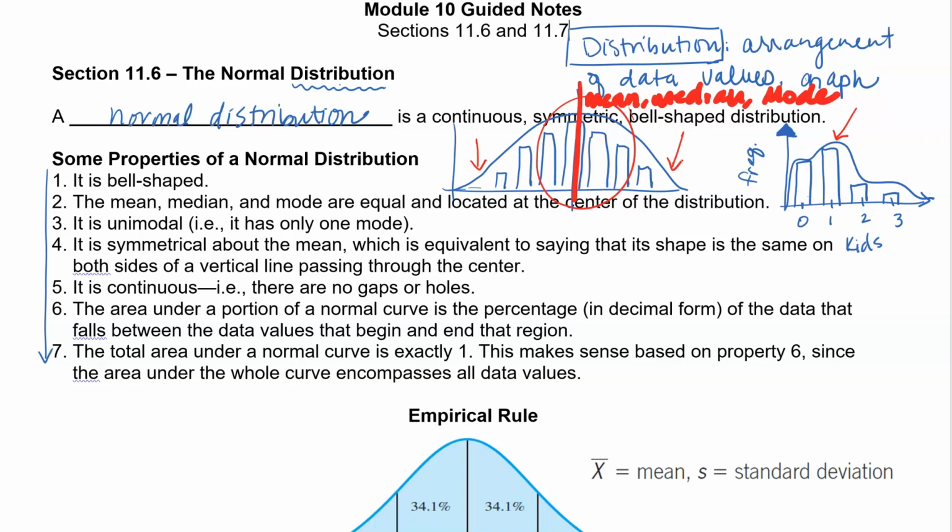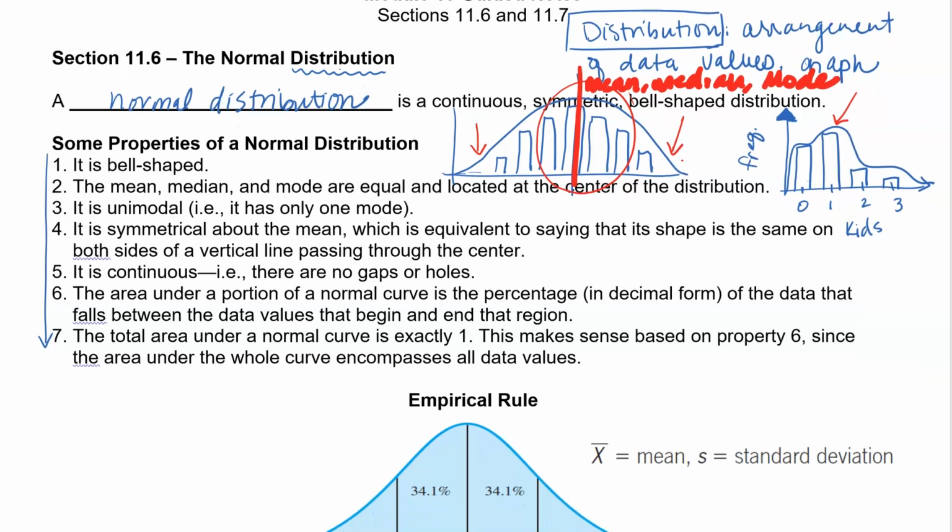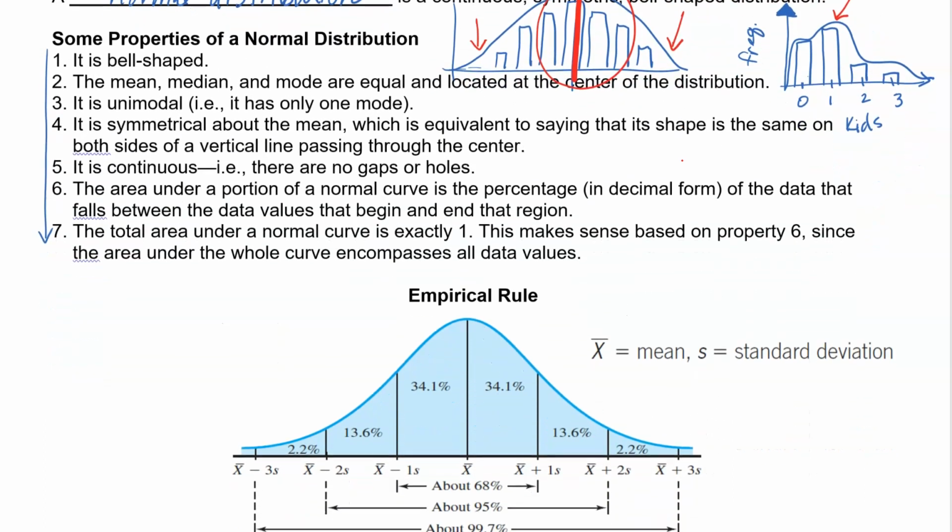There are a lot of real life examples that can be modeled with a normal distribution. For example, ACT scores, SAT scores, male height, female height. You've got most of the population around the middle or the average, and then a couple people are on the high end and a couple people are on the low end. Number 7 is also a really important one. Well, number 6 also. So let's talk about 6 first.